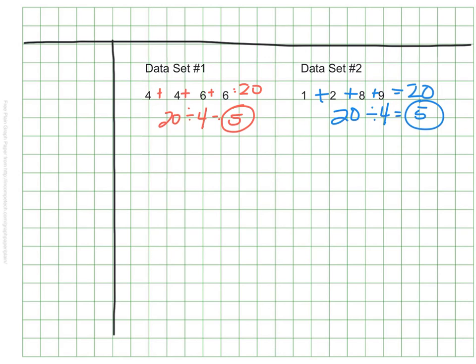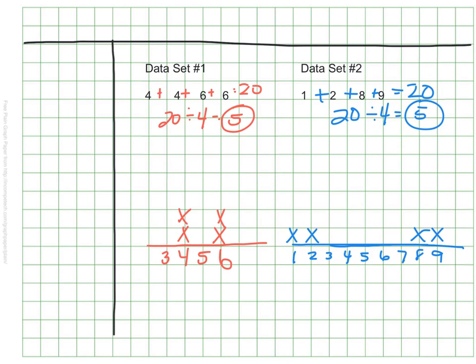Let's take a look at them in line plot form. In set number 1, the points are all really close to each other, and they're really close to the mean of 5. In set number 2, not only are they spread apart from one another, but they're much further away from the mean of 5. In math, we have a way to describe how far these points are from the mean, and that's our mean absolute deviation, also called the MAD. Let's see how we find it.